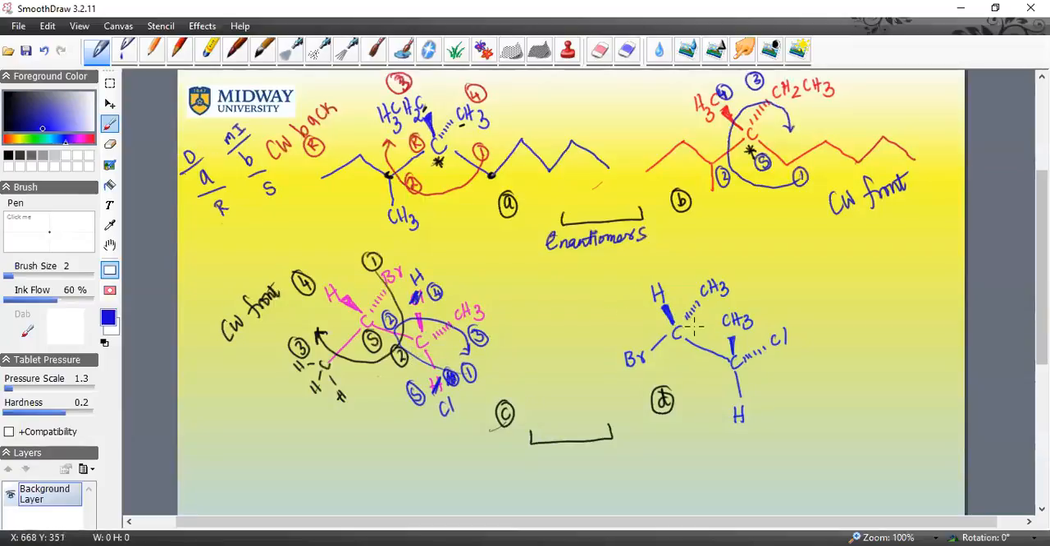Okay, so that's S, and then what about here? So let's go to this one. So let's get a different color. Now again, if you have trouble with this particular concept, you're welcome to ask questions during class.